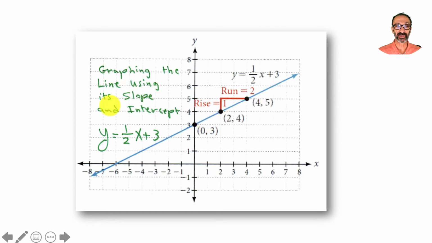Graphing the line using its slope and y-intercept. Well, this line is given to me as 1/2 x plus 3. So my y-intercept is 3. I'm going to go up 1 over 2. That's my rise and run to reach another point. I could do the same, rise 1, run 2, to get to another point, just to double check, and connect them.